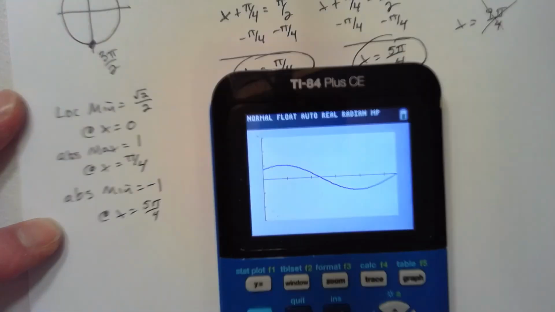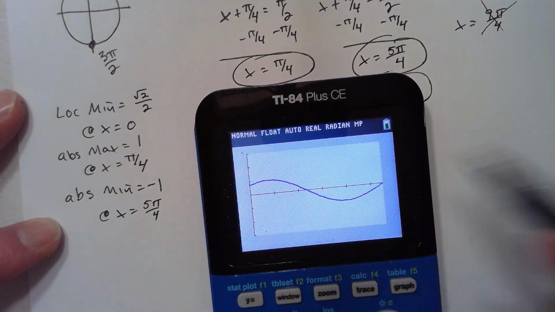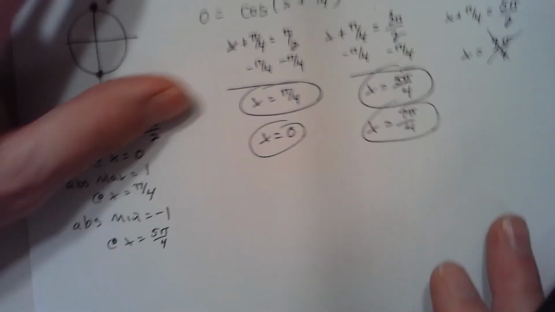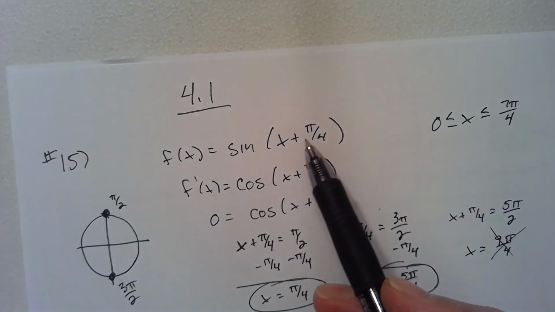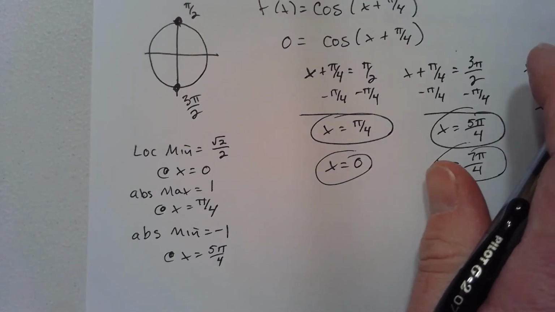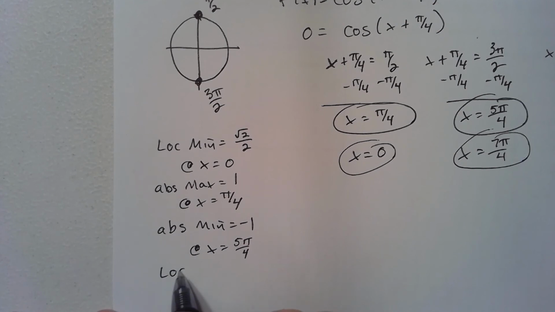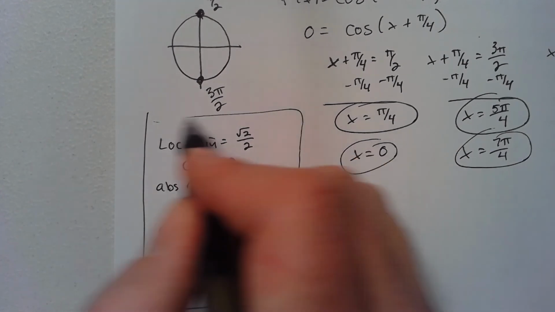And then the last one, the endpoint occurs at 7 pi over 4. That's a local max. If I plug 7 pi over 4 in here, I get 8 pi over 4, sine of 8 pi over 4. Well, that's just 2 pi, so sine of 2 pi is 0. So local max equal to 0 at x equals 7 pi over 4. So those are all of our extreme values, or extrema.